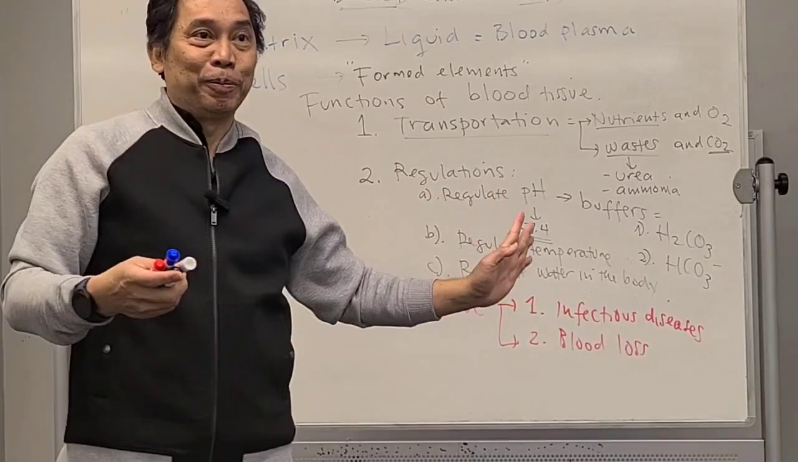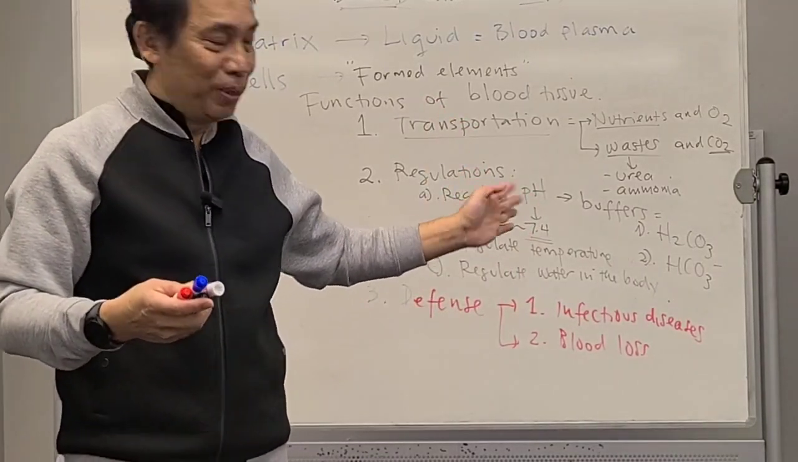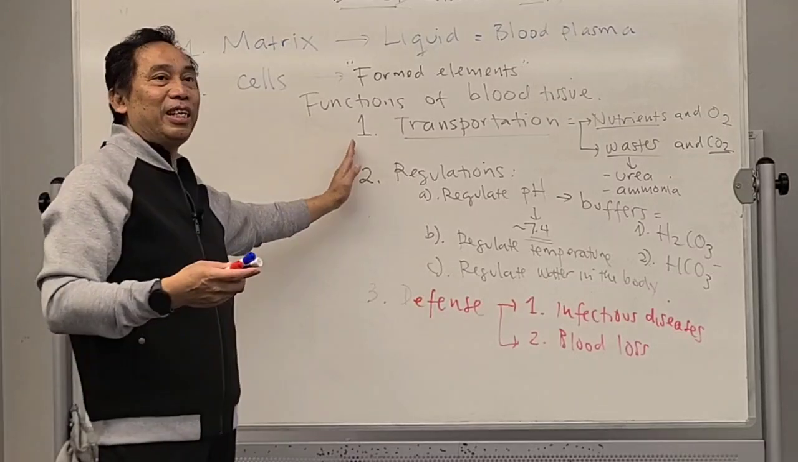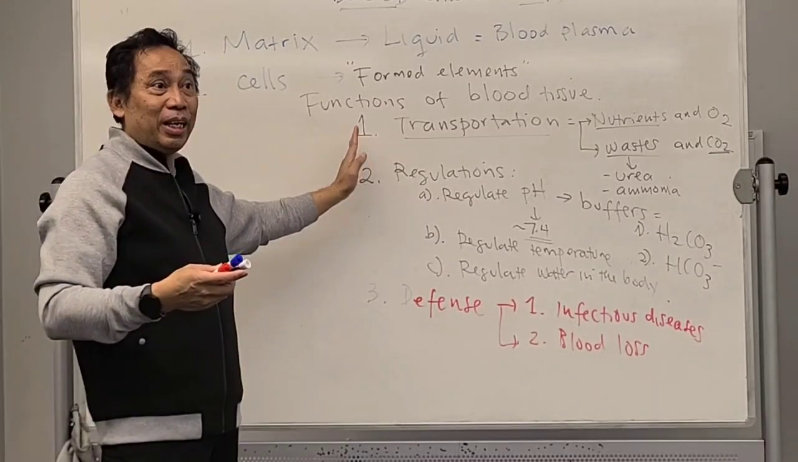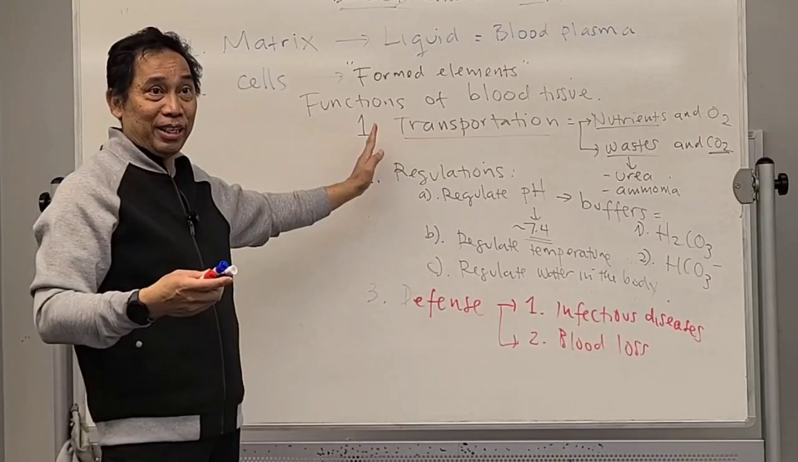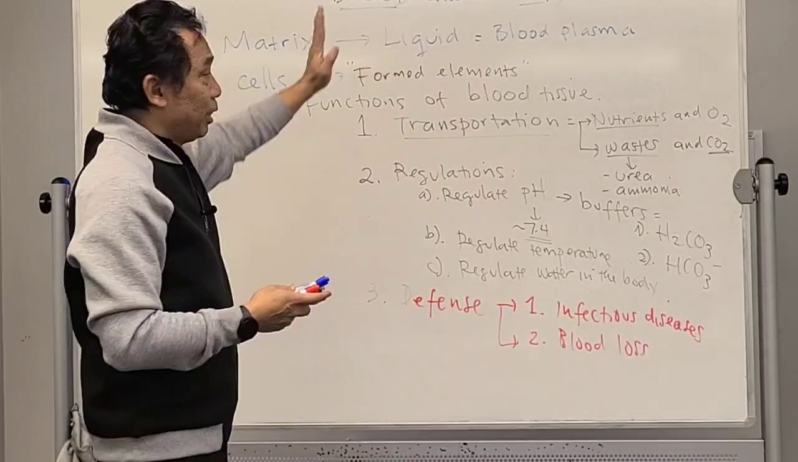You get this one first. Now we're gonna go into how this blood does these three main functions. Of course, we're gonna learn the anatomy of the blood, the structure of the blood tissue.